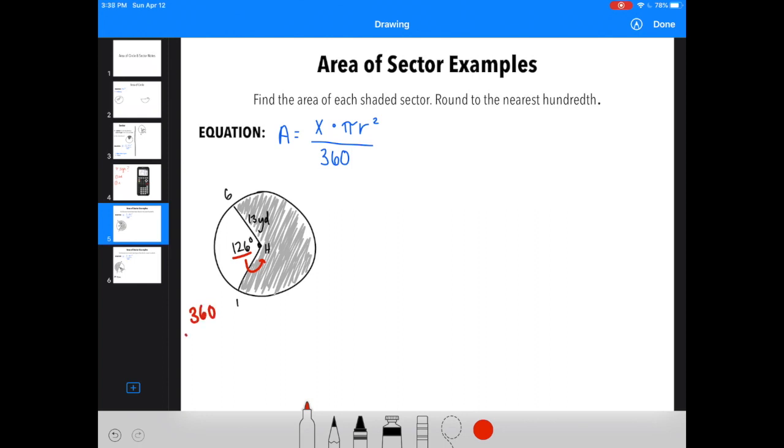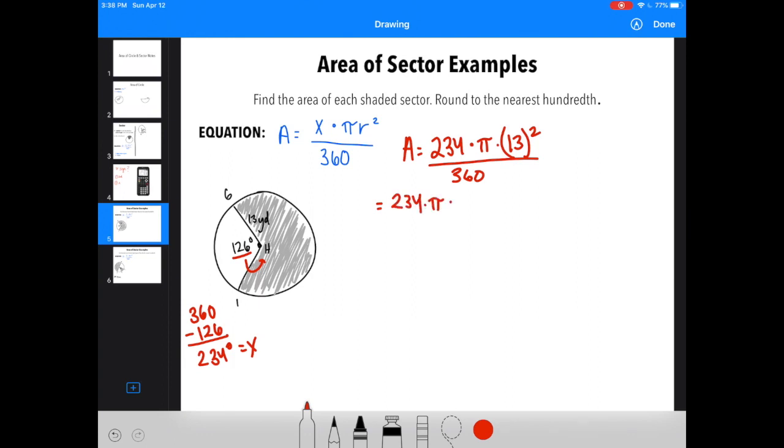The measure of a whole circle is 360. I'm going to subtract 126, which gives me 234 degrees. That's my x value. So now that I have that, I can plug and chug. A is equal to 234 times pi times 13 squared. I almost forgot my divide by 360. Woo, that was a close one. 13 times 13 is 169, so I have 234 times pi times 169 divided by 360.